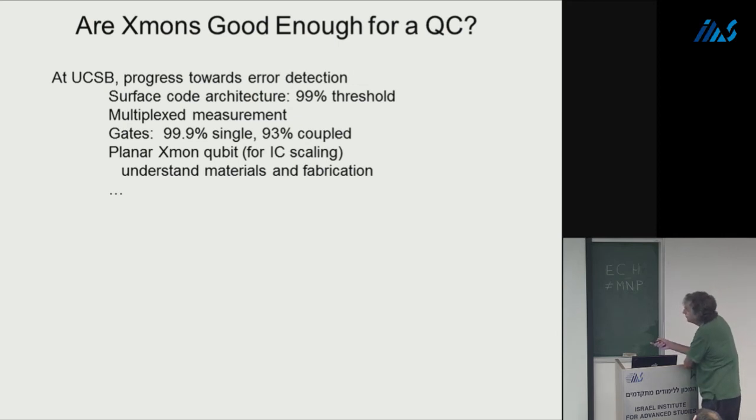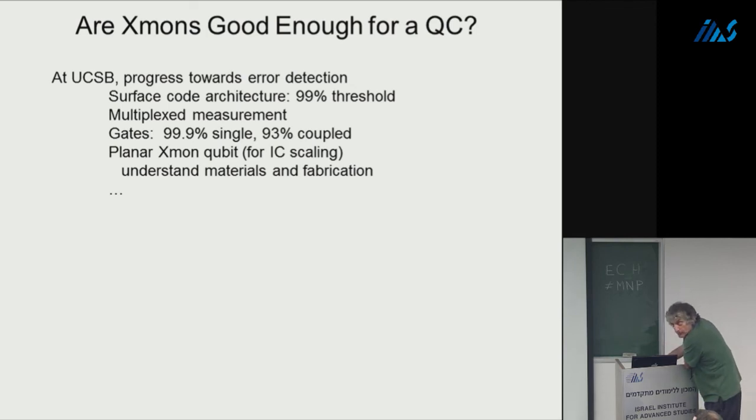It may be hard in the future to get everything to work right, but we think it's possible with enough technology. We've been able to multiplex measurements so we can read a bunch of qubits, and the gates are coming along really well, and clearly we have to do that. And we really like this planar Xmon transmon. Being a 2D design, we think it should be good for IC scaling, but there's still lots of technology to work on, but it kind of makes sense.